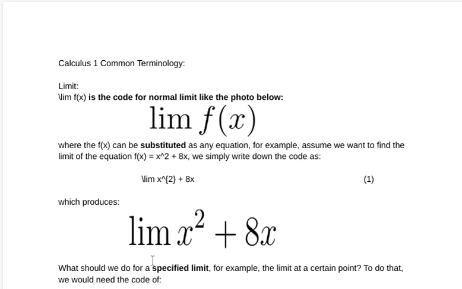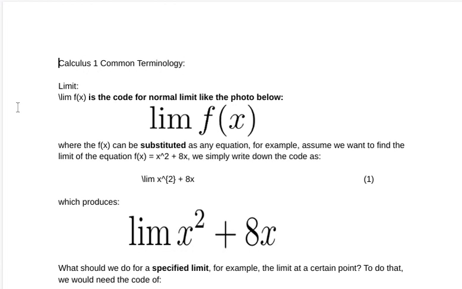Go, go, go. Today we are going to continue talking about LaTeX on YouTube. This time we are going to focus on calculus, one common terminology. The first thing we are going to talk about is limit.